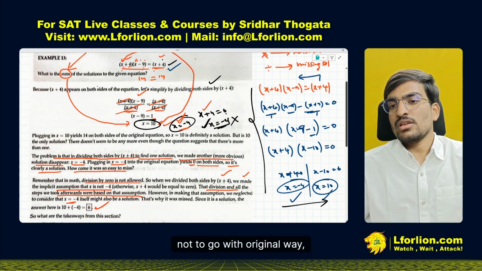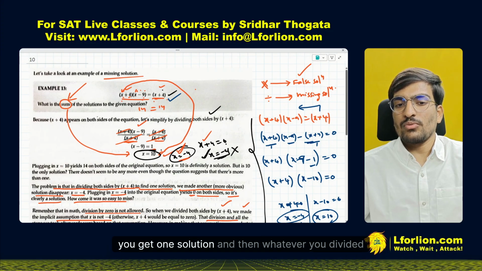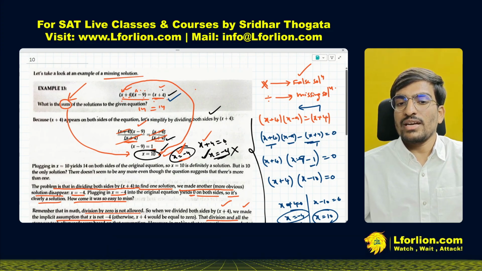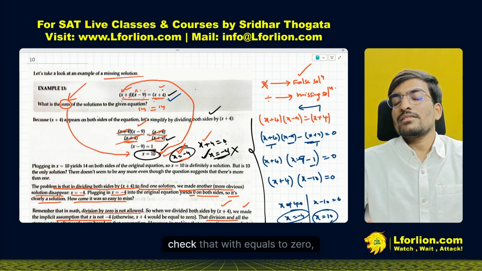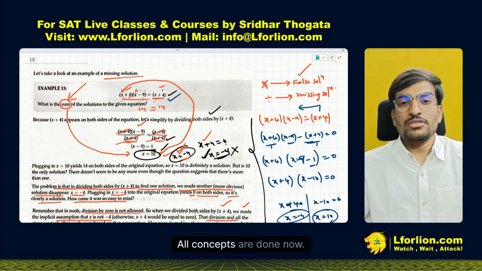Don't go with the original way, just go with the same way: divide it, you get one solution, and then whatever you divided with, check that with equals to 0. That may be a solution. That's it. All concepts are done now.